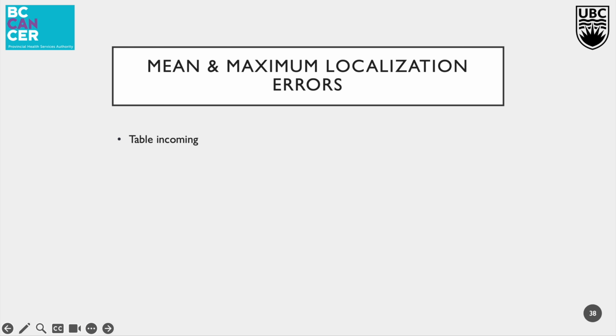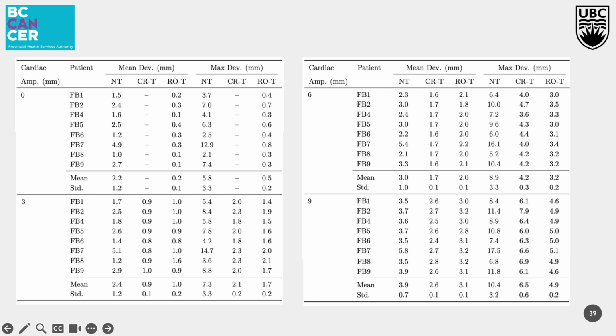So there is a big table incoming. It's not the best for viewing purposes, and we will move on to graphs in a second, but just to show what the results actually were for the mean and maximum localization errors, here we have our output tables. So here we have the mean and maximum deviation for each of the motion traces, which are then grouped by cardiac amplitude, and then presented for each of the three tracking models.